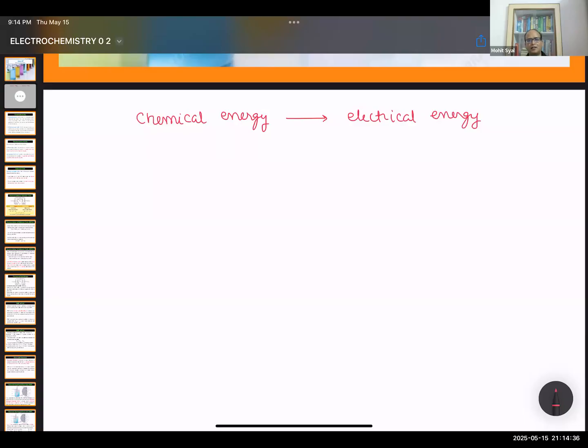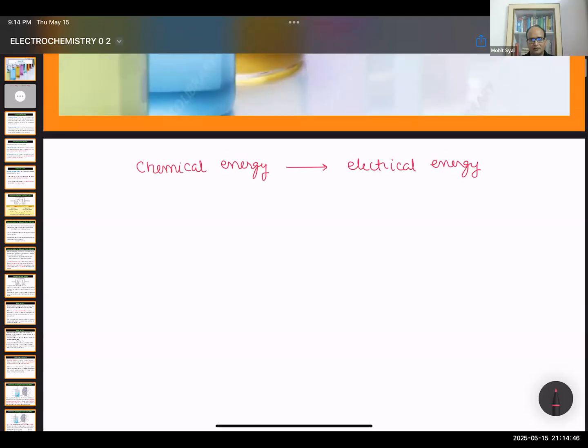Chemical energy is converted to electrical energy. And this we see in our daily life. Where the chemical energy is being converted to electrical energy. Energy from a chemical reaction is used to produce electric current. Where do we see it in our daily life? So batteries. Yes, batteries, cells, and batteries, we see it, right?